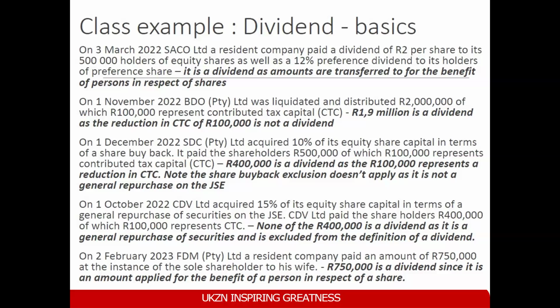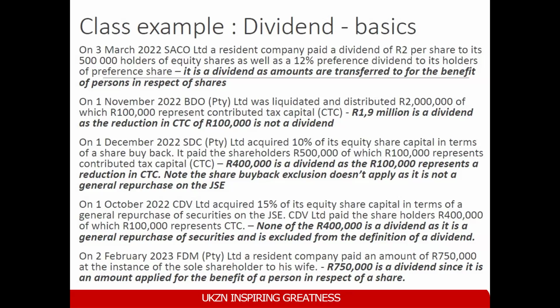Okay, on 2nd of February, what do we have here? FDM Ltd, a resident company, paid an amount of 700,000 at the instance of the sole shareholder to his wife. At the instance, remember, at the instance of the shareholder, is instructed that they pay the amount to him. So 700,000 is a dividend since it is an amount applied for the benefit of a person in respect of the holding of a share.